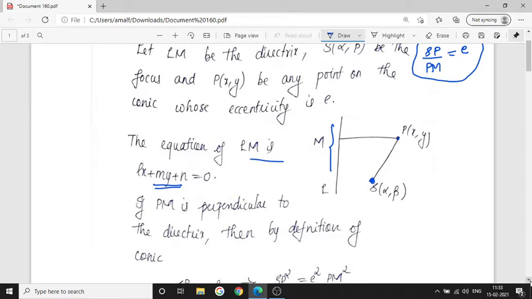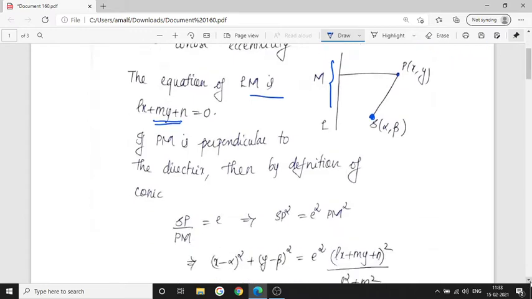Now by the definition of conic, SP by PM will be equal to e. So squaring on both sides, you will get SP square equal to e square into PM square. Let us now find the distances SP and PM. അപ്പോൾ SP എന്ന് പറയുന്നത് by distance formula that will be root of (x minus alpha) whole square plus (y minus beta) whole square വരും. So squaring, the square root will cancel, equal to e square.